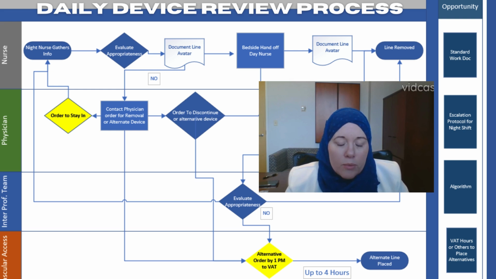The process map provided us a visual step-by-step of the daily device review process and gave us another avenue to look at this problem. As you can see on the process map, there are opportunities, especially in the efficiency zone. The vascular access team in particular needs to know by 1 o'clock on a daily basis in order for them to change a line to an alternate type of device. That can lead to delays if that 1 o'clock time frame is not met.